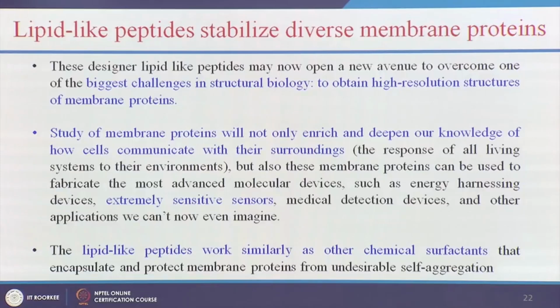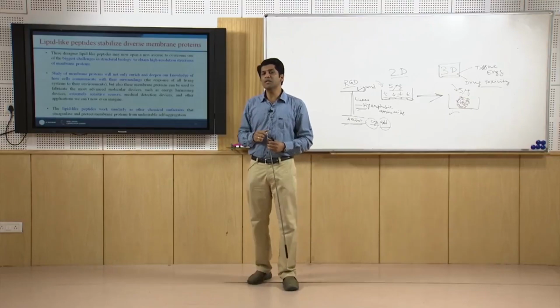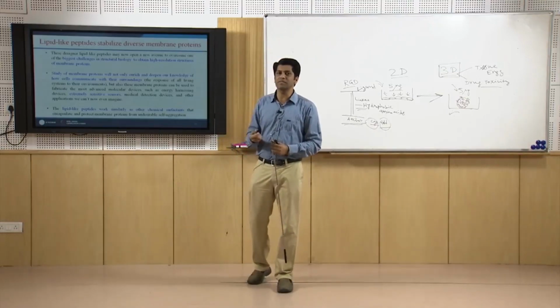For example, if you touch a hot surface, you take out your hand immediately, okay. So the membrane protein is sending the information immediately to the brain, and you will take out your hand within a fraction of a second.